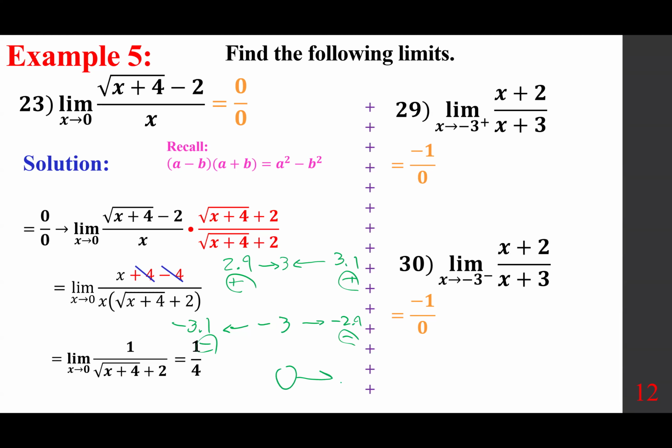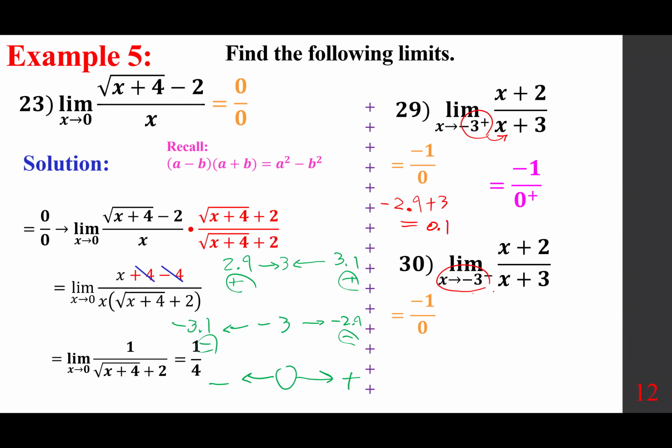0 is the only number; the right side is positive, the left side is negative, and that is important. That makes a huge difference, because it matters whether you divide by a negative or positive number. So if you look at this example, negative 3 from the right, like negative 2.9, you only want the sign. Negative 2.9 plus 3 is positive 0.1. So it's negative 1 over 0 from the right.